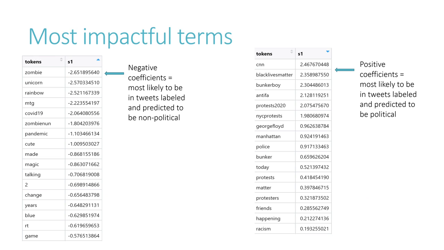So these are the most impactful terms according to the results of the model. These coefficients are very negative, which means these terms are most likely to be in tweets labeled and predicted to be non-political, and these terms have the most positive coefficients, and that means they are most likely to be labeled and predicted to be political.